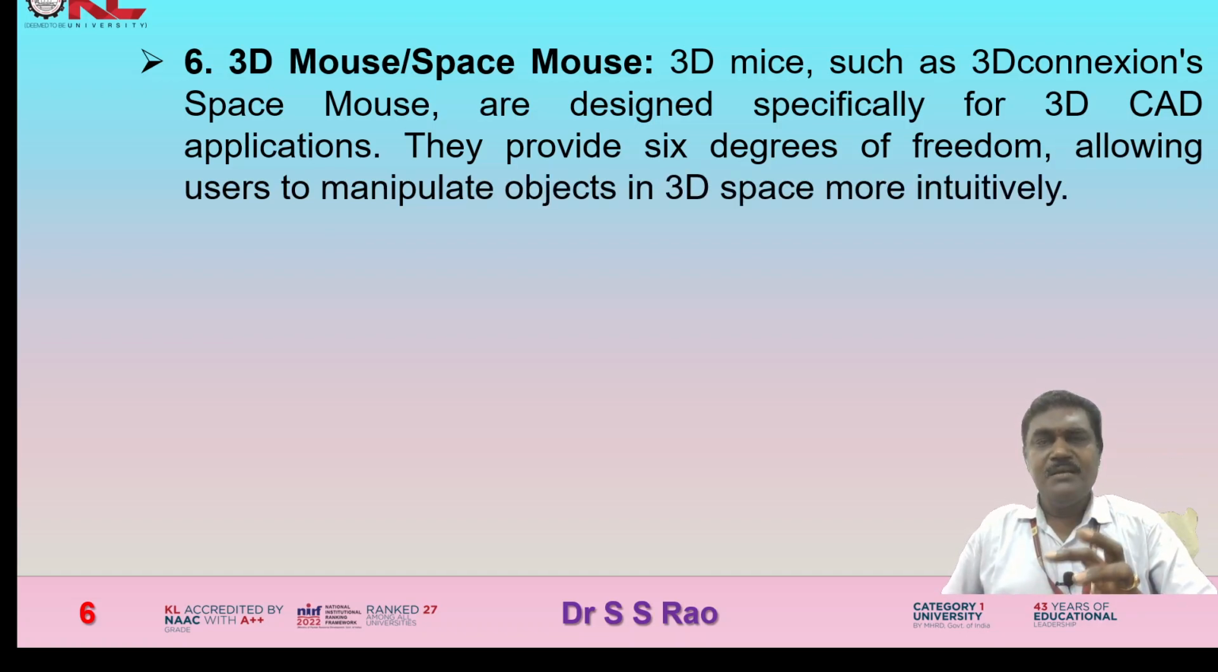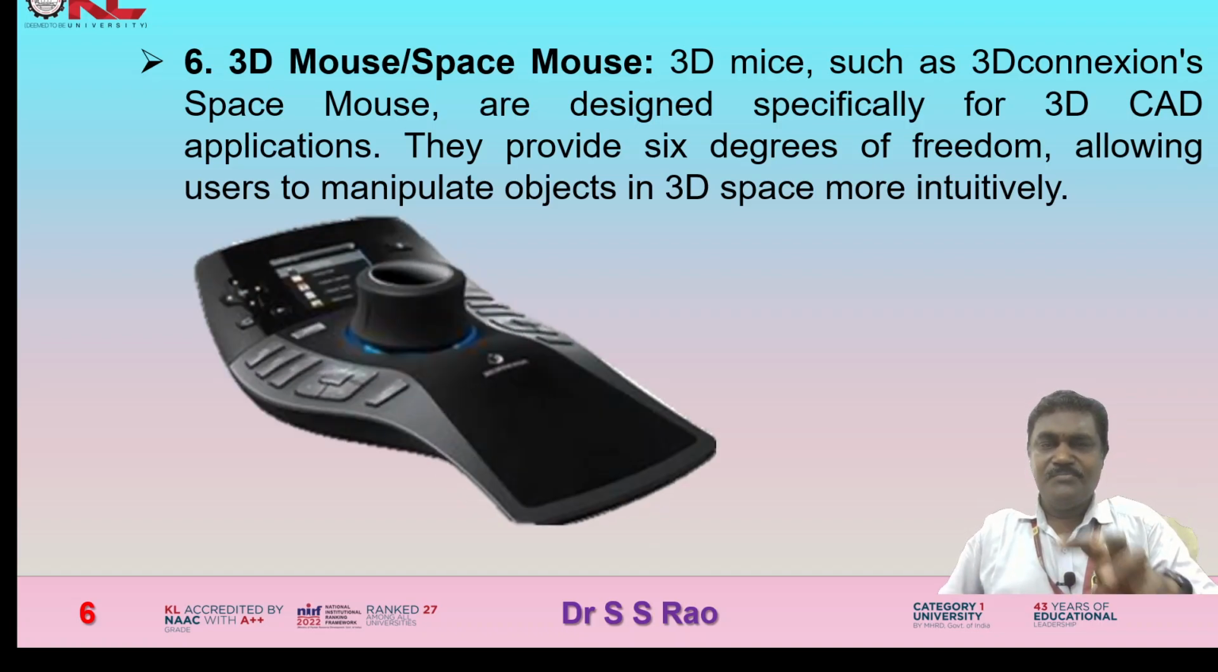So they provide 6 degrees of freedom, allowing users to manipulate objects in 3D space more intuitively. Any object in a space has 6 degrees of freedom, that is 3 rotary motions and 3 linear motions. So you can use this 3D mouse in a space at any orientation, at any position. You can easily control the drawings using this 3D mouse.